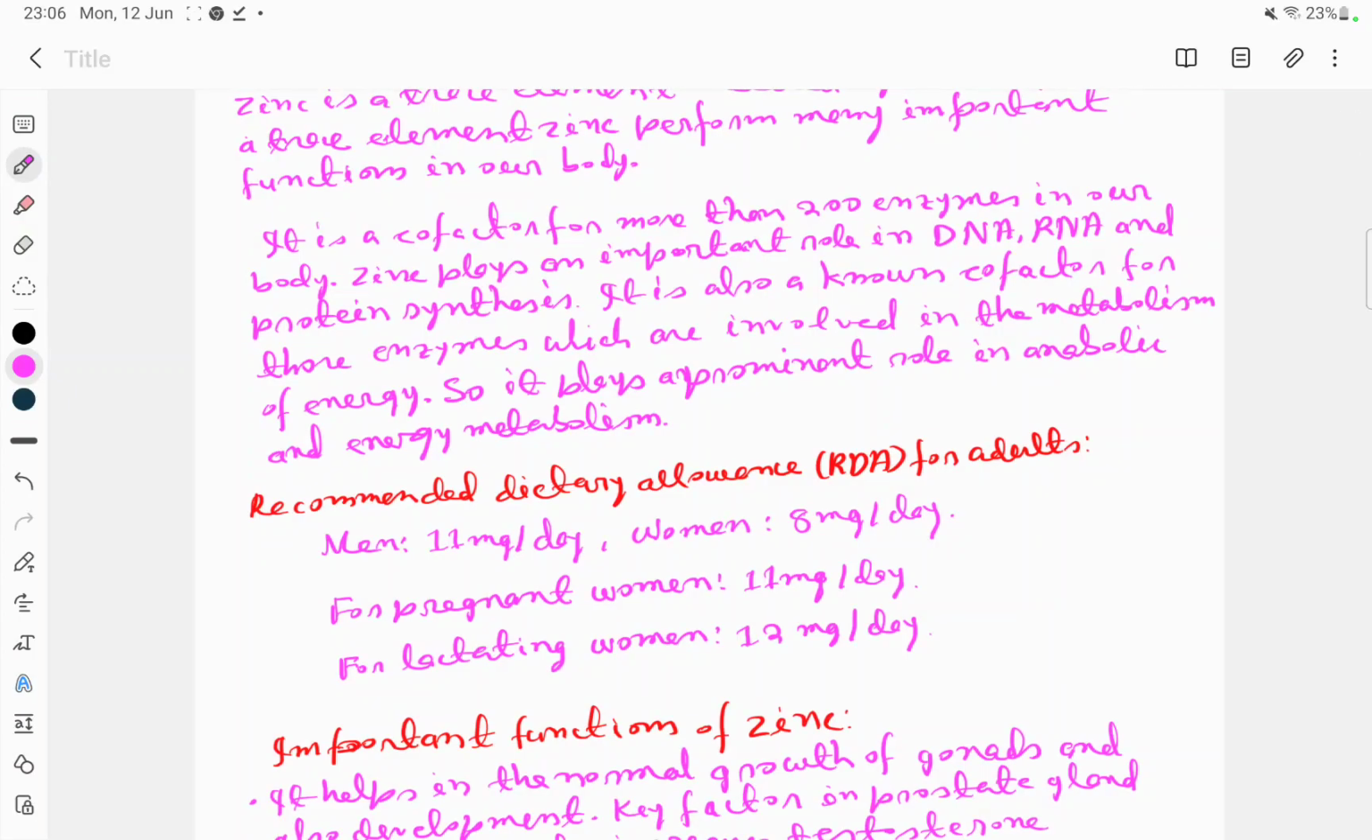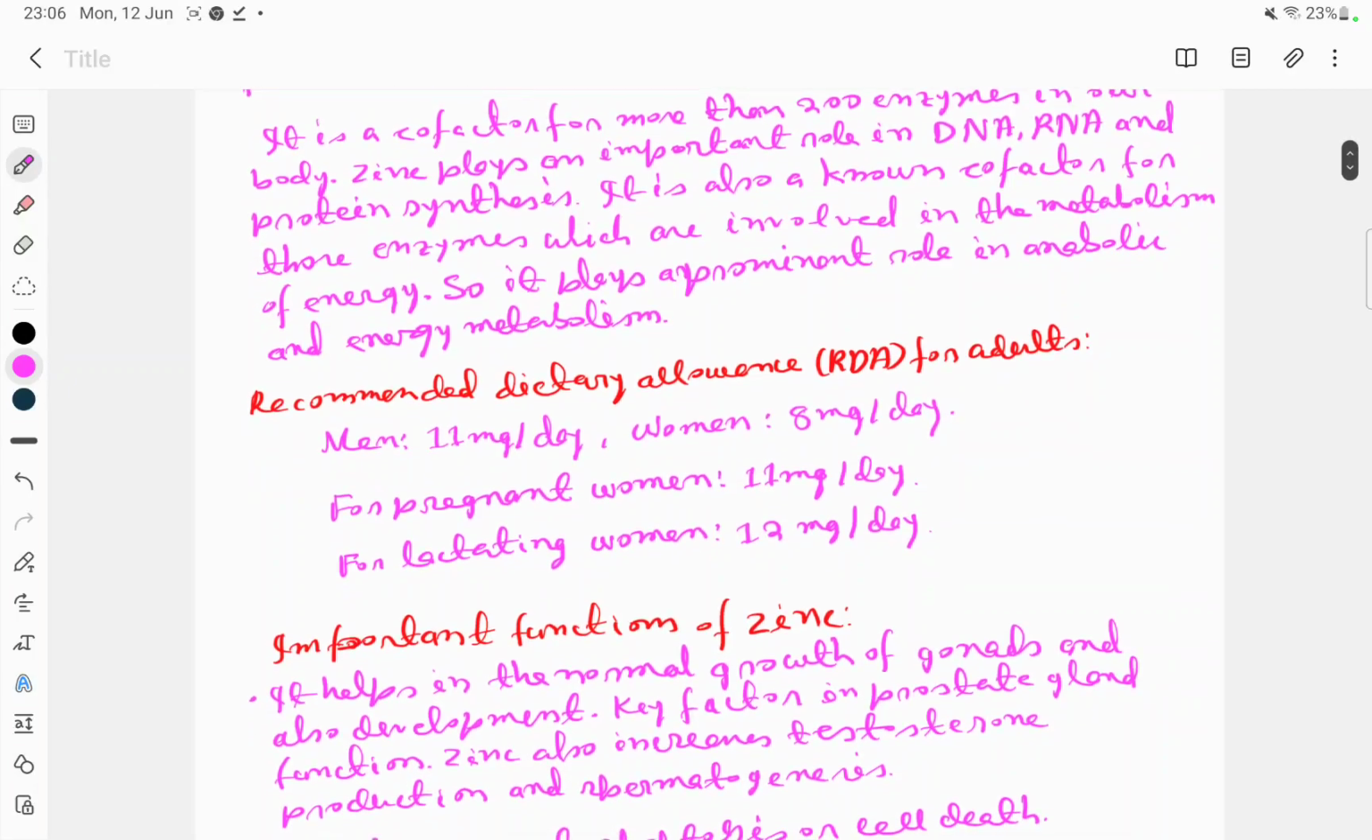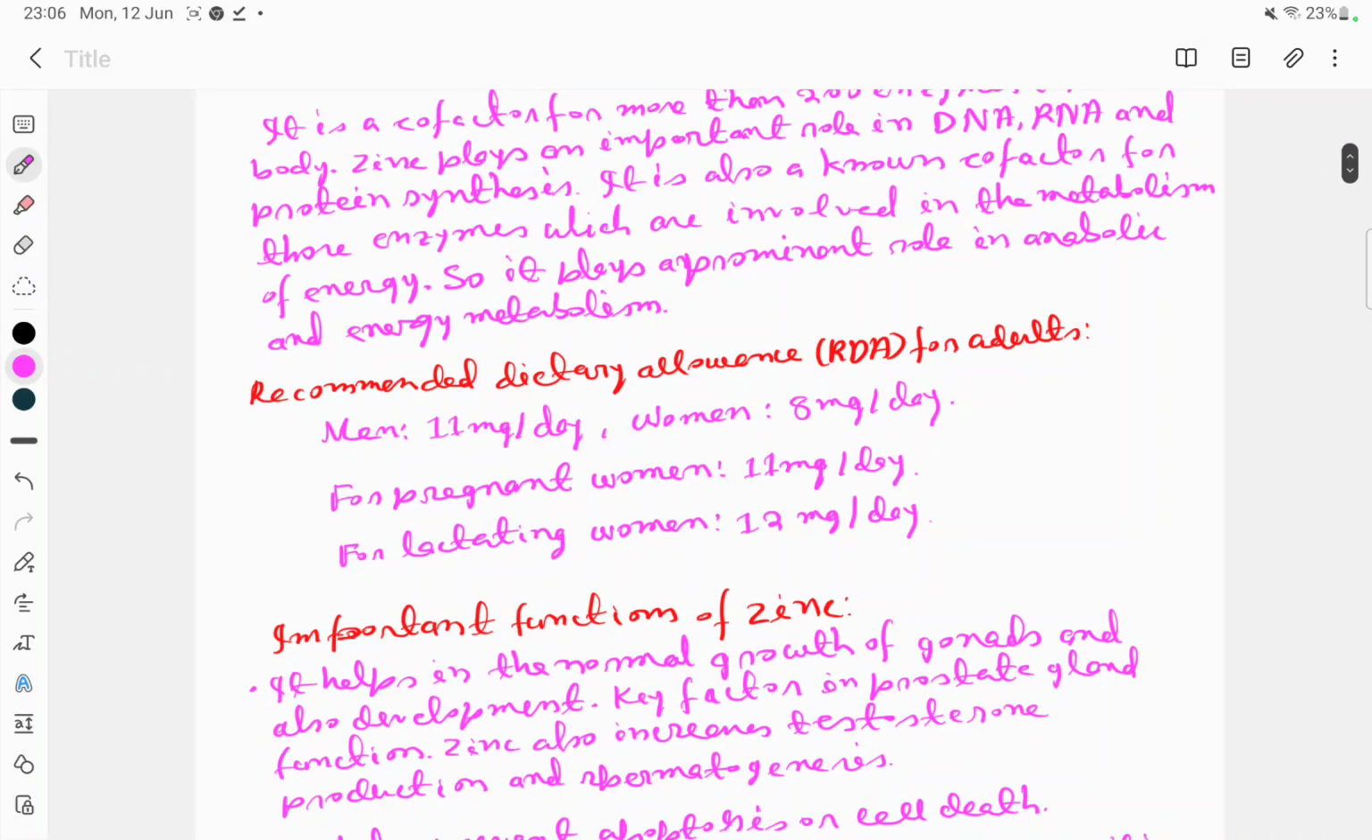It is also a known cofactor for those enzymes which are involved in the metabolism of energy. So it plays a prominent role in anabolic and energy metabolism. So it is very important for our growth.